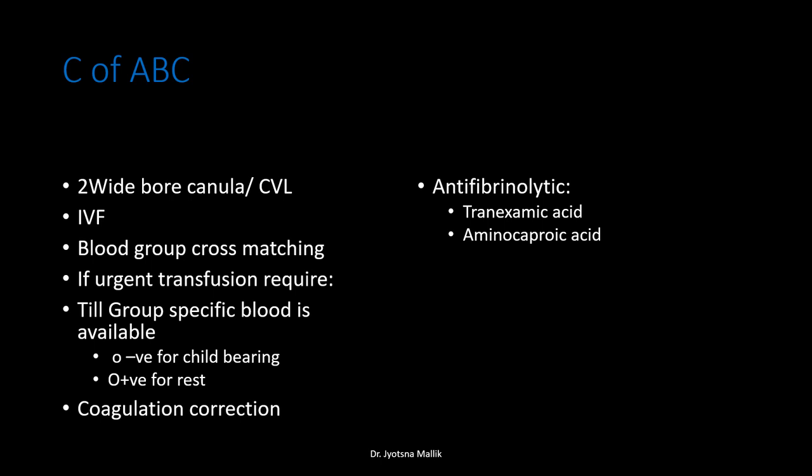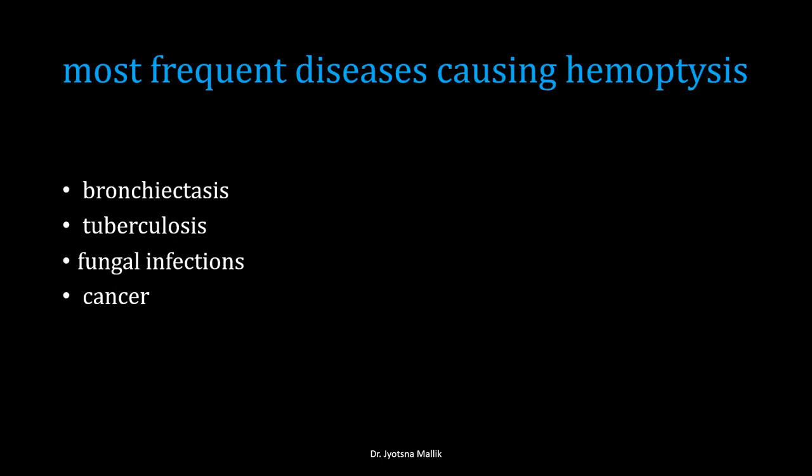Till the group specific blood comes, we may have to give O positive blood to a male and O negative blood to a child bearing female. And we have to do coagulation correction. We will have to give antifibrinolytic agents like tranexamic acid and aminocaproic acid.